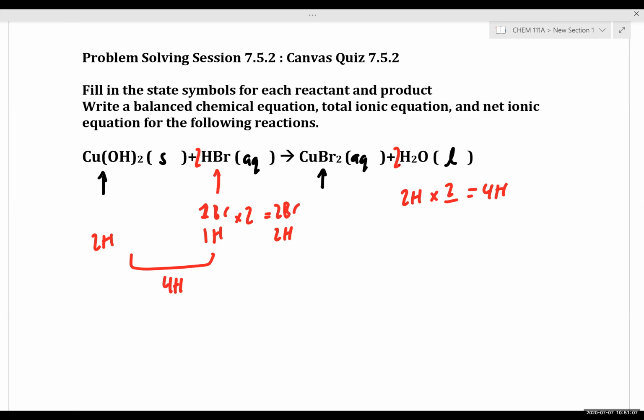And the balanced equation I'm seeing in the chat looks good so far. And the net ionic equation I see in the chat also looks great so far. So let's discuss this example now, and let's talk through each of the components.